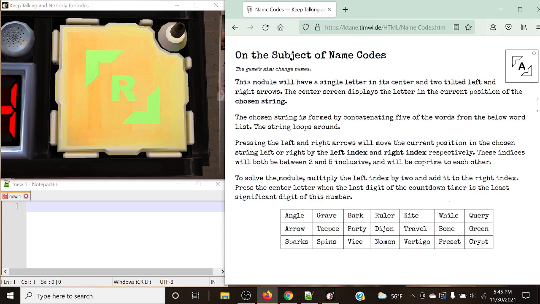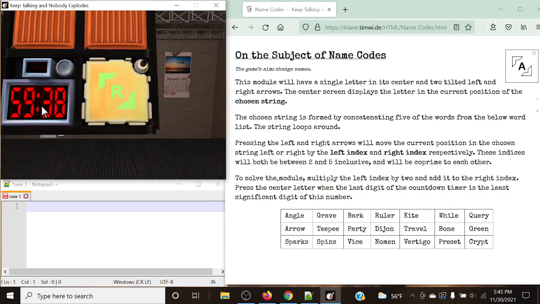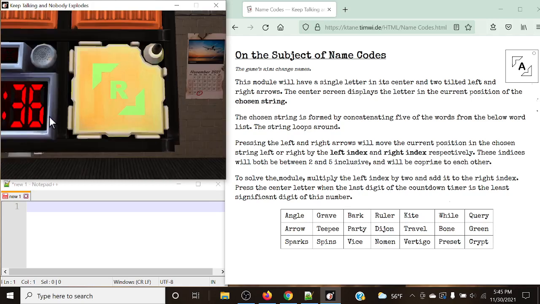So what exactly is our goal? Our goal here is to submit this center letter at a specific time based off of the last digit of the timer here. We need to figure that out with a calculation, but we need to first figure out what exactly our goal is with this module. So, what is happening here?